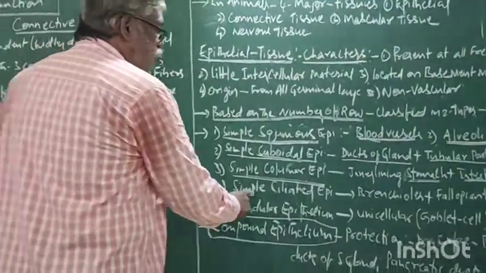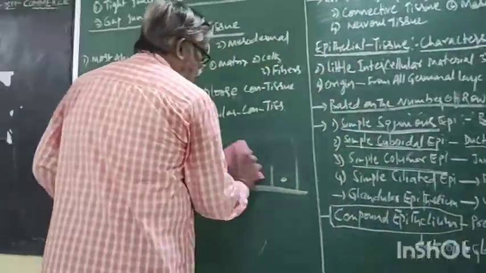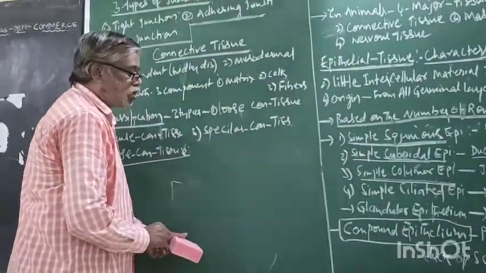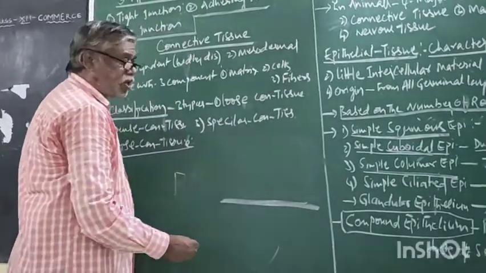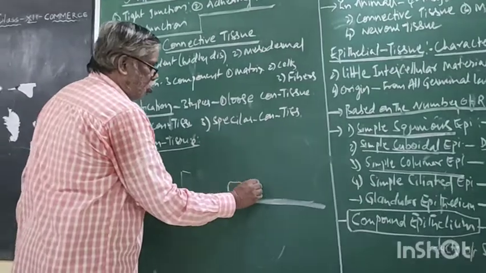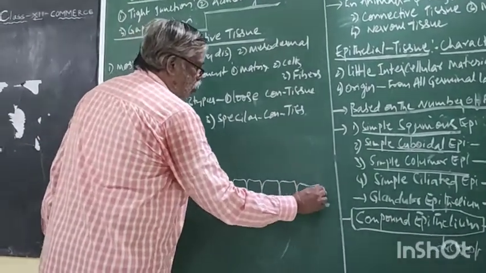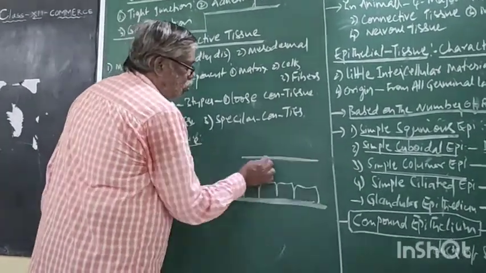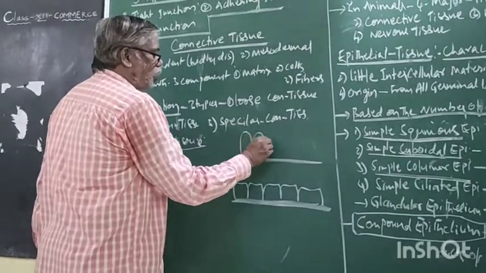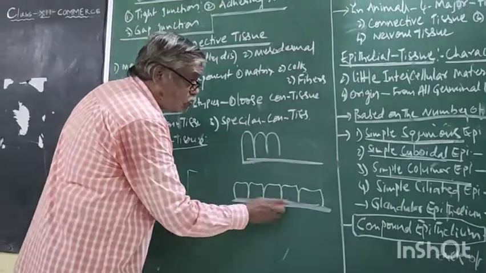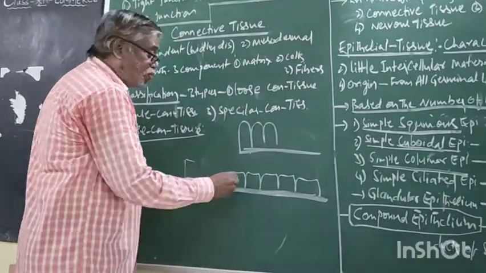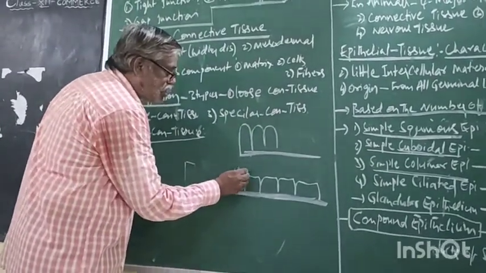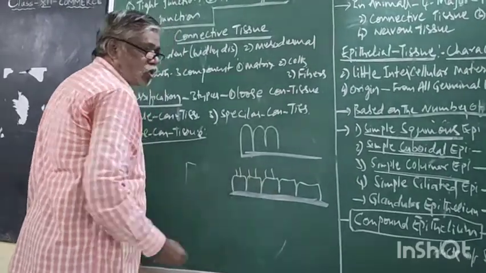Now come to simple ciliated epithelium. Now it is a basement membrane. The cells may be cuboidal or the cells may be columnar, but not both. Either cuboidal or columnar. But the free surface is absent.